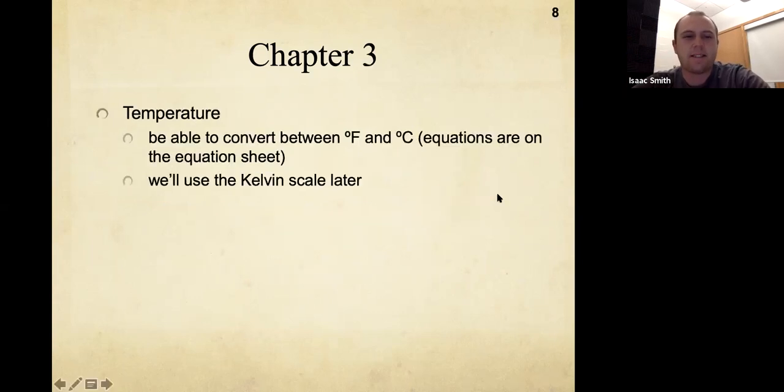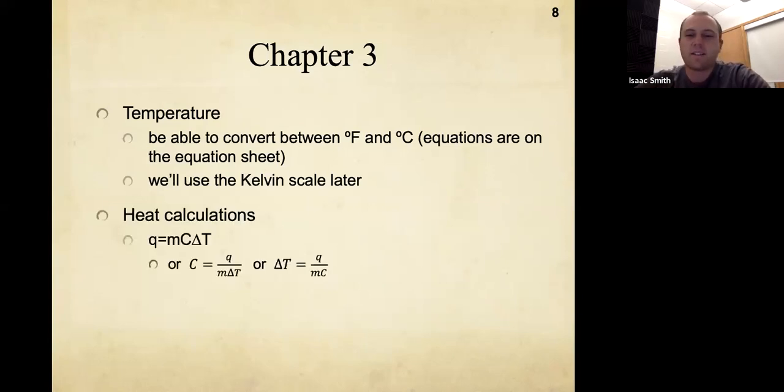All right. Temperature. Pay attention, some problems might have temperatures in Fahrenheit and you want to convert them to Celsius when you're working with equations and stuff like that. Or you might come up with an answer in Celsius, but all the answer choices have Fahrenheit. So you'll need to be able to do that conversion, but that equation is on the equation sheet to be able to do that.